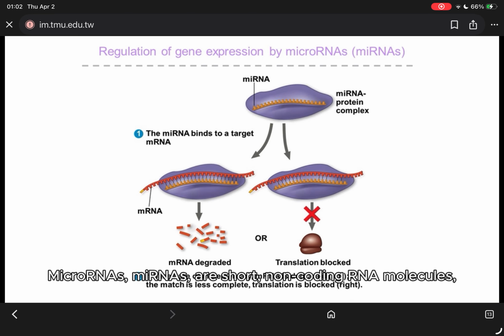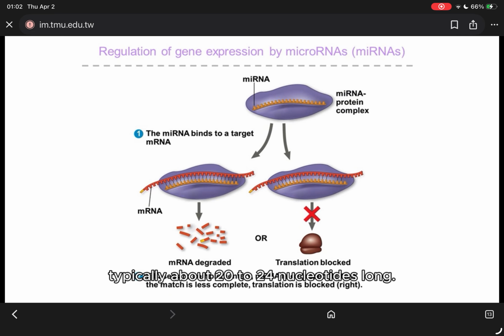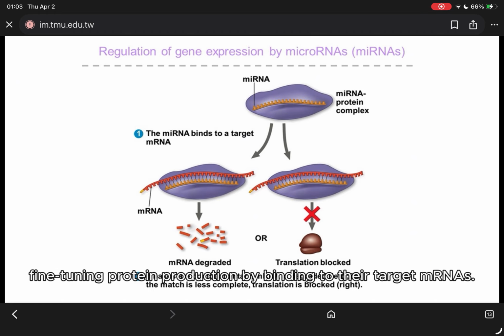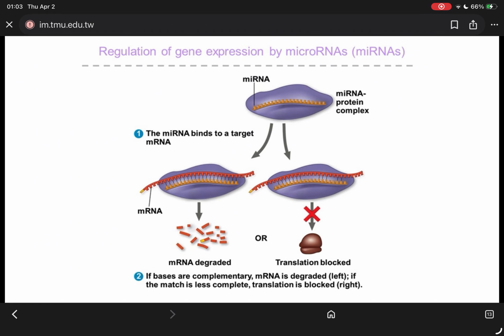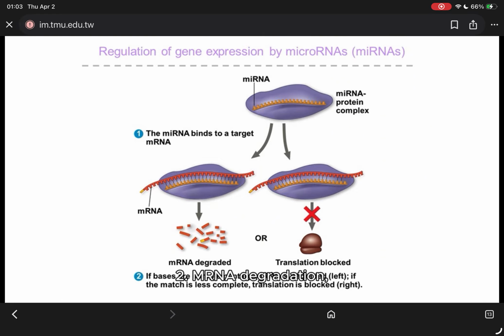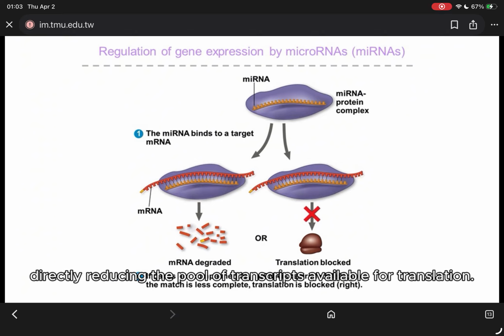MicroRNAs, miRNAs, are short, non-coding RNA molecules, typically about 20 to 24 nucleotides long. Inside cells, they act as post-transcriptional regulators of gene expression, fine-tuning protein production by binding to their target mRNAs. miRNAs regulate gene expression in two main ways. One, translational repression, preventing ribosomes from efficiently reading the target mRNA, thereby blocking protein synthesis. Two, mRNA degradation, promoting the breakdown of target mRNAs, directly reducing the pool of transcripts available for translation.